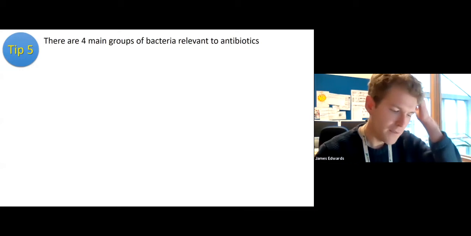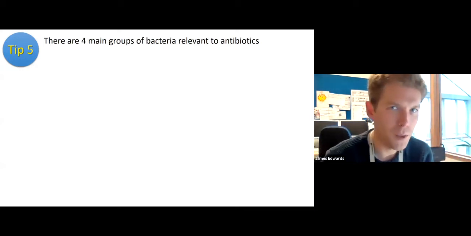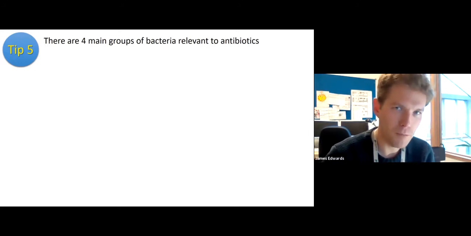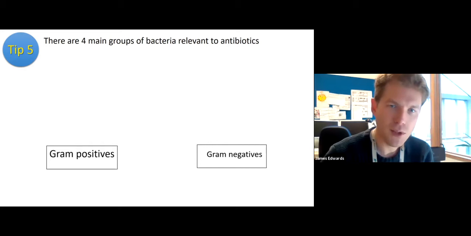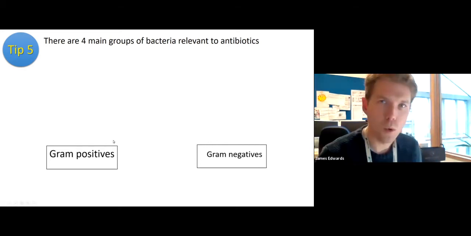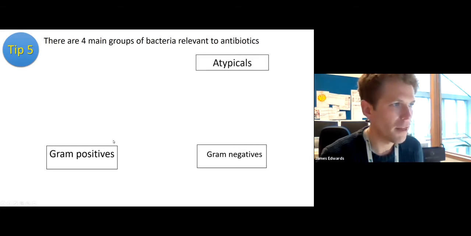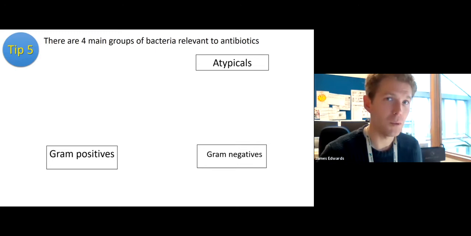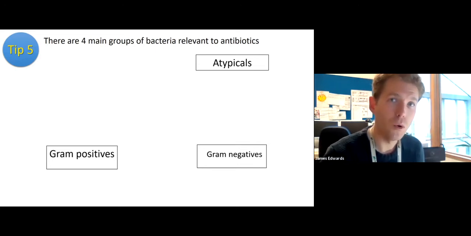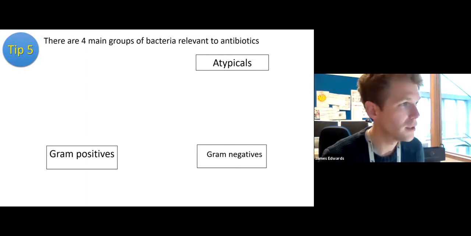Tip number 5, this is something which I'm going to refer back to over the series of these videos. There are 4 important groups of bacteria which are relevant to the antibiotics. So the gram-positives and the gram-negatives come to mind. These are bacteria which have different cell wall structures. You'll have a third group, which is sometimes just referred to as atypicals. These are bacteria with either no cell wall or can't be gram-stained or have unusual life cycles.